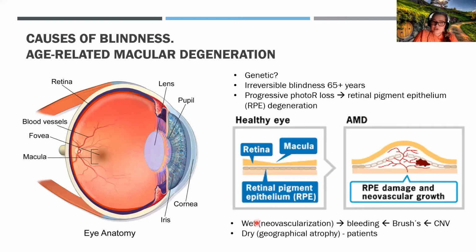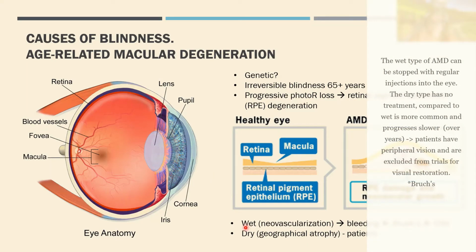And there are two kinds of age-related macular degeneration. It's either wet or dry. So wet, that type of age-related macular degeneration leads to neovascularization, as you see in this picture.